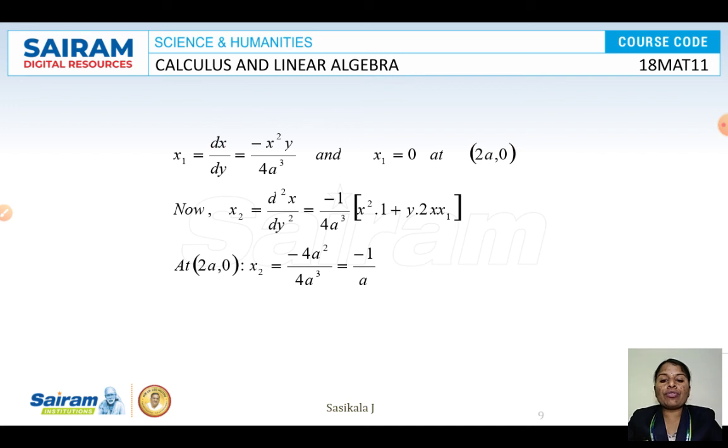What is that? Product rule. 1 by 4a cube into minus, you can take out x squared into the differentiation of y, which will be 1, because here y is the independent variable, plus y into 2x into x1. Because y is the independent variable here, since we have taken dx by dy. At (2a, 0), you can substitute. x will be 2a, x1 will be 0, and y will be 0. So minus 4a, because of 2a the whole square, minus 4a squared by 4a cube. So you will get minus 1 by a. So this is your x2.